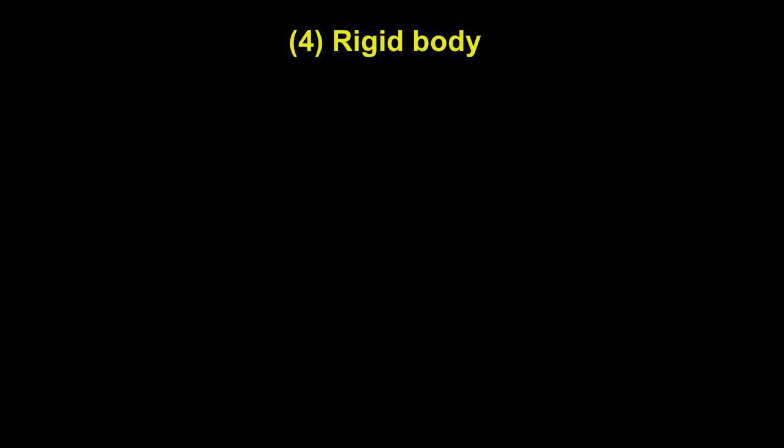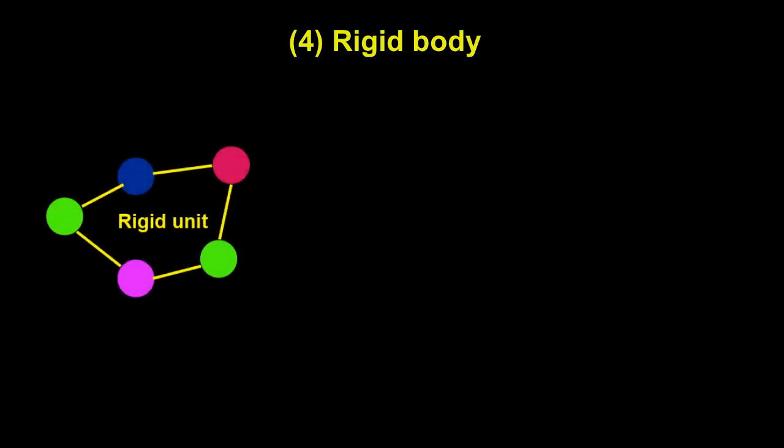Finally, we come to the rigid body. A rigid body is considered as a single unit which consists of a group of atoms. The relative positions of atoms within a rigid unit are fixed, and the only degrees of freedom are the translational and rotational motions of the whole unit. This means the bond, angle, and dihedral components within the unit will not be considered.